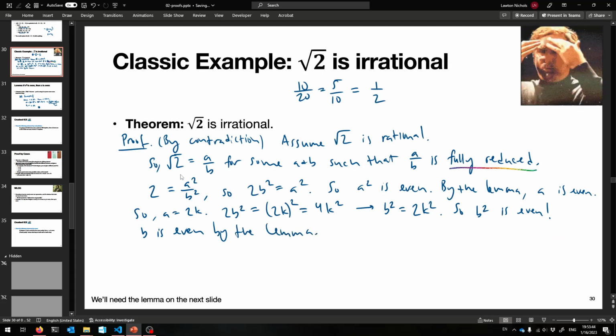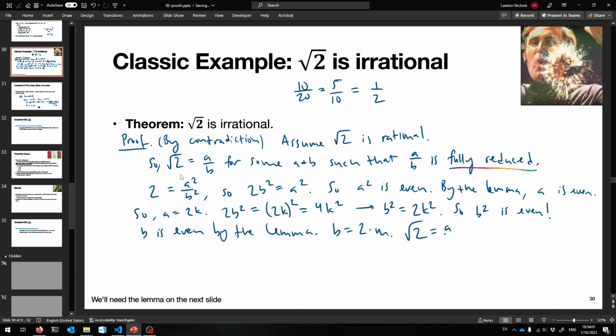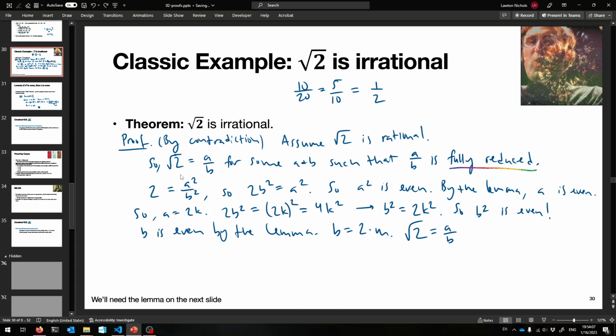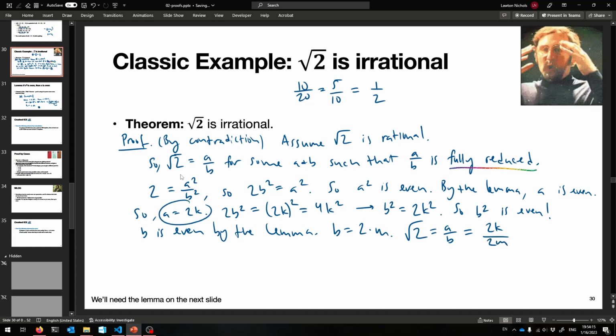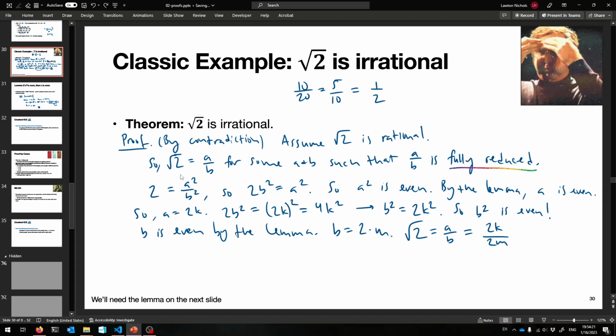And this is where all the problems occur. So what does that mean for b? Unpack the definition. b is equal to 2 times m for some other m, just like a was equal to 2 times k for some k. This is interesting, because I just said that the square root of 2 is equal to a over b, where a and b were fully reduced. Now this fraction was fully reduced. But we just showed that a over b is equal to 2k over 2m, because a is even, b is even. We can find numbers that we can multiply by 2 and get those numbers back.